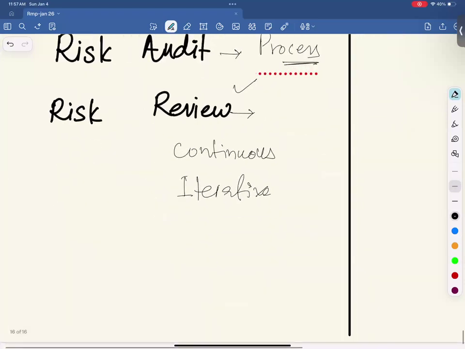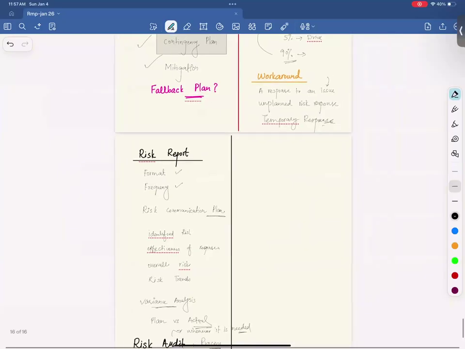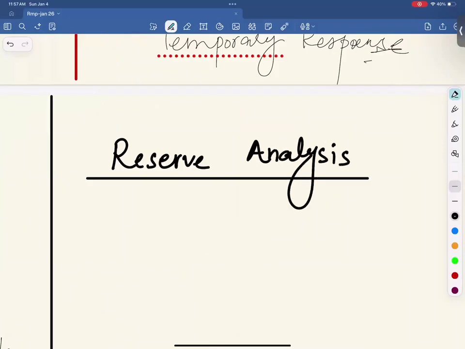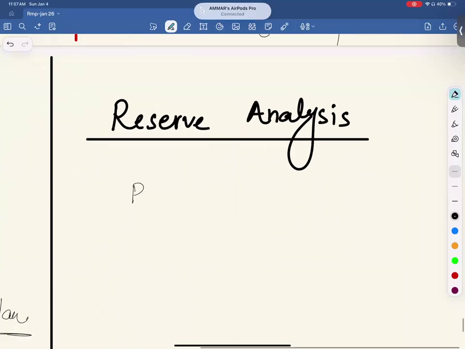Also you can add, last thing, you also do reserve analysis. In reserve analysis, what you do is you see the remaining reserve.